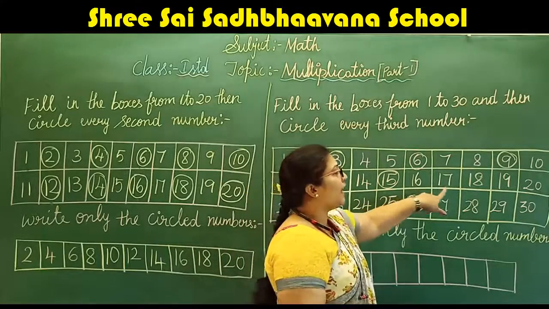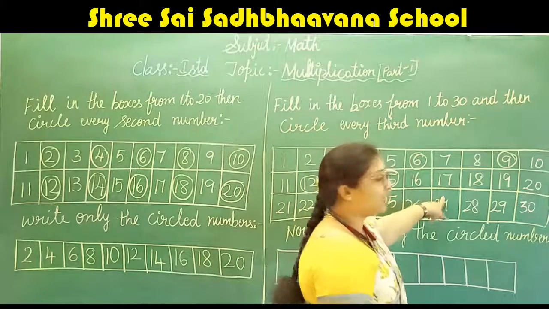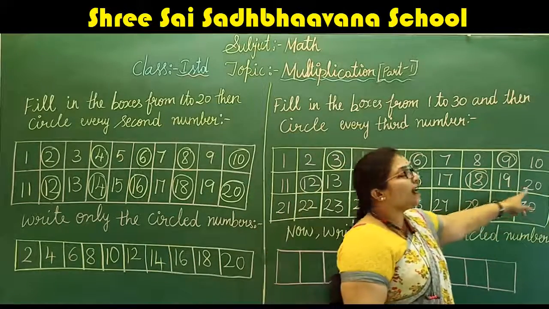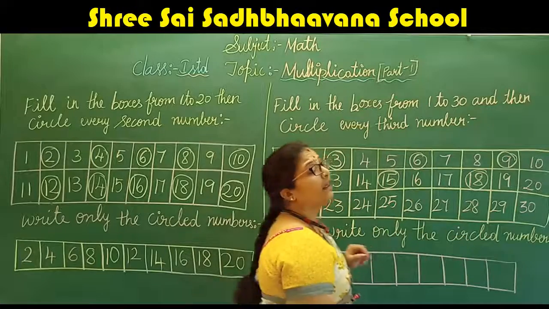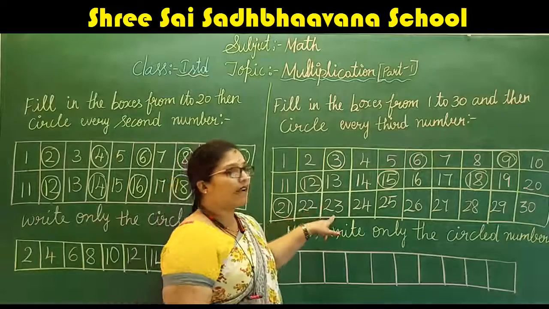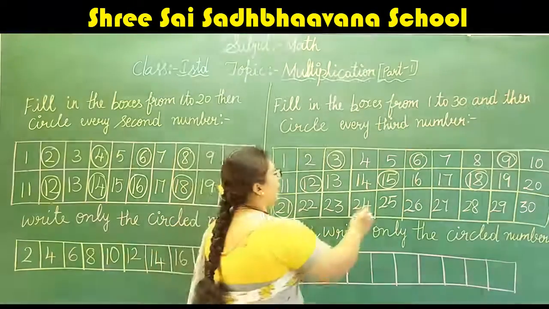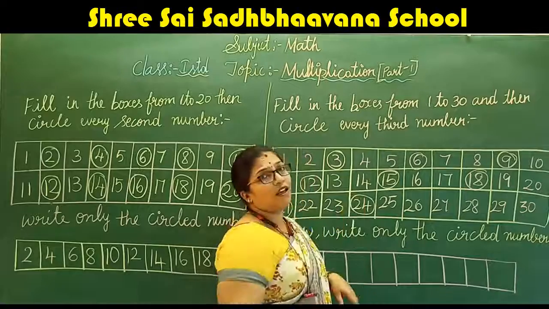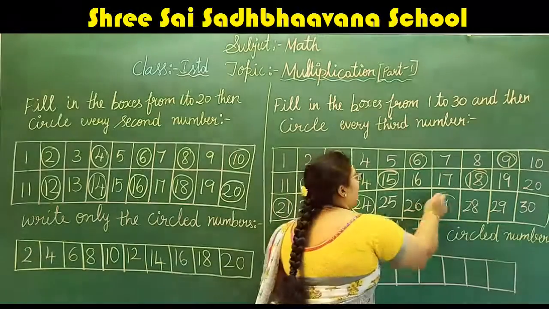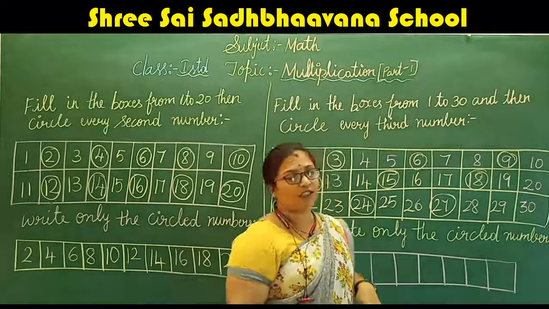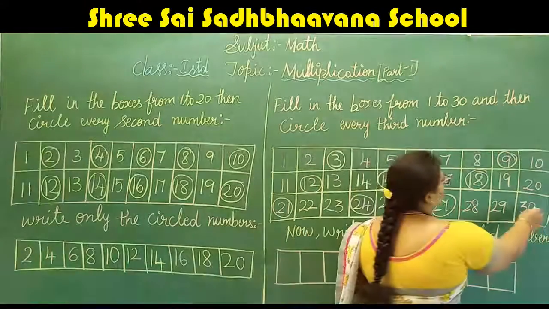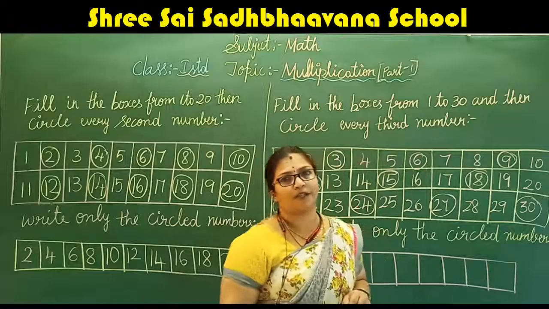Okay. 16 and 17 we have to skip and we have to circle 18. 19 and 20 we have to skip and 21 we have to circle. 22 and 23 we have to skip and we have to circle 24. 25 and 26 we have to skip and 27 we have to circle it. 28 and 29 we have to skip and 30 we have to circle it.